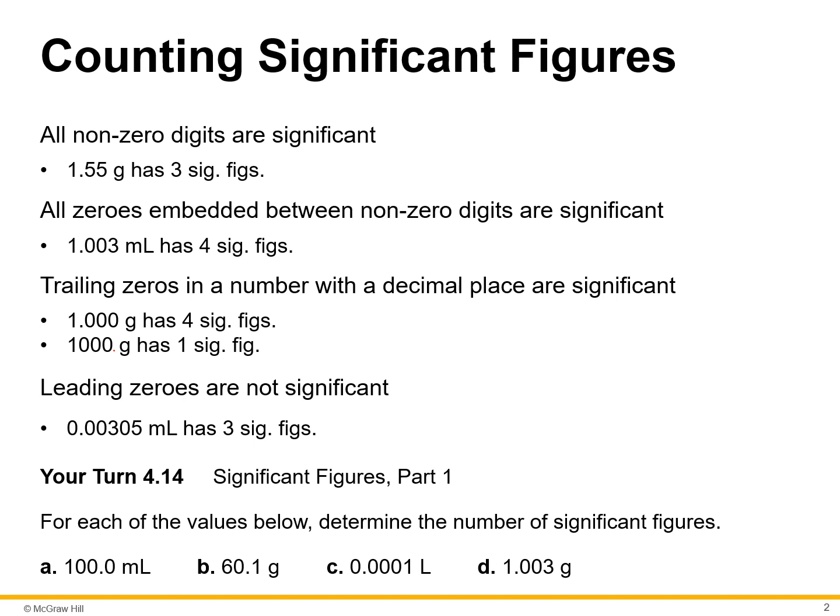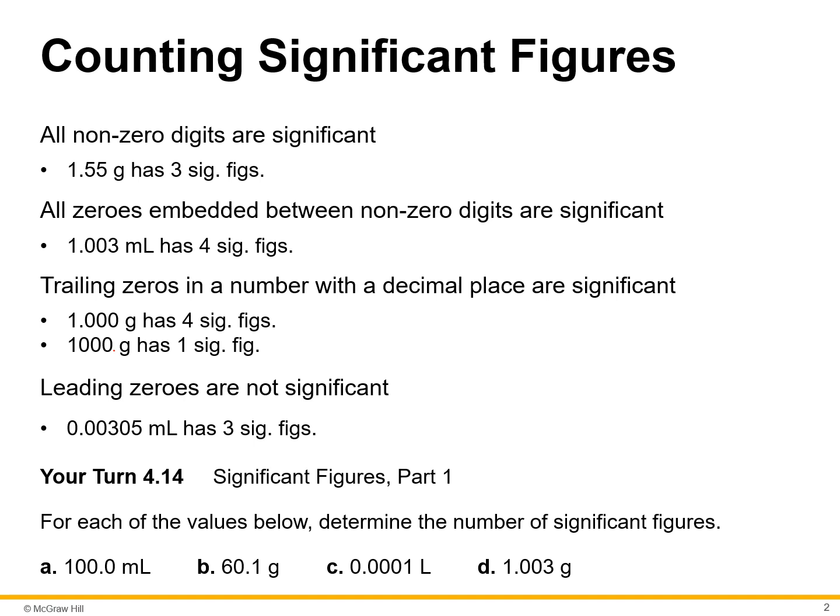Leading zeros are not significant. So in this case, 0.00305 is 3 significant figures. 3, 0, and 5 are significant. For each of the values below, you can pause the video here and let me know how many significant figures each one has.